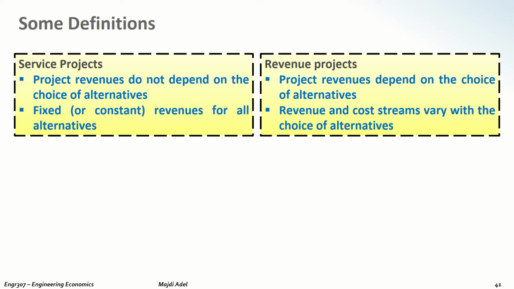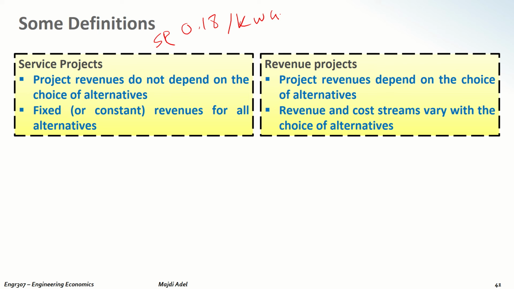Another example for service projects is power plants، محطات توليد الطاقة الكهربائية. Although there is a revenue, but the revenue is the same. كيف يعني the same؟ إحنا سعر كيلو وات الكهرباء ثابت. The price of a kilowatt of electricity is constant, 0.18 Saudi riyals per kilowatt hour. Okay.